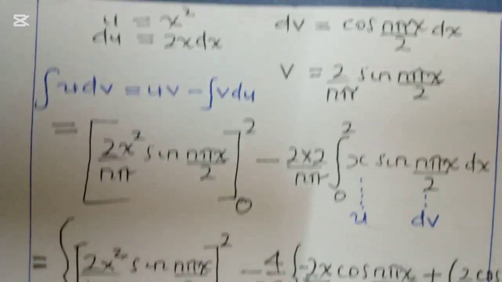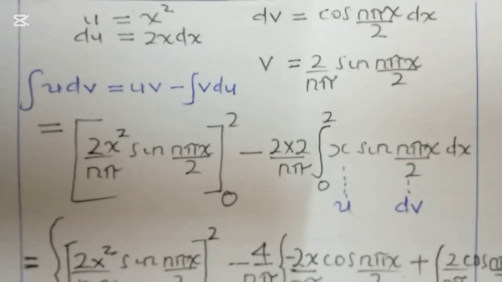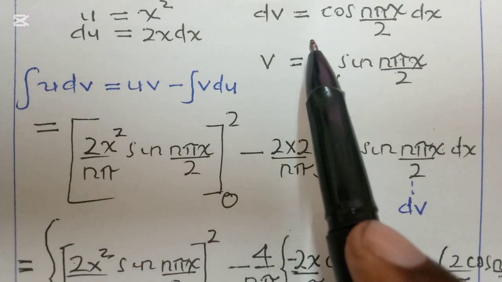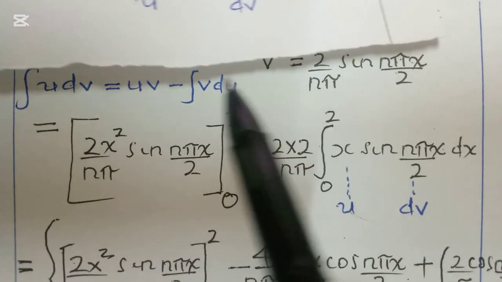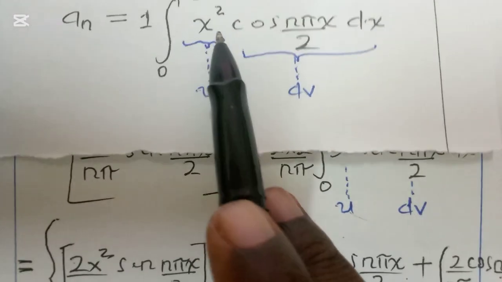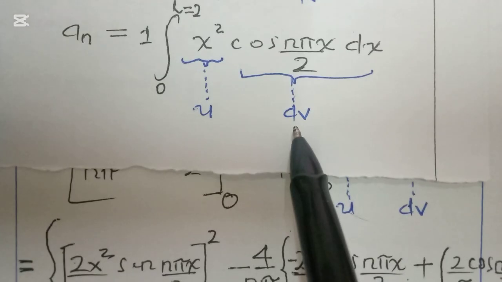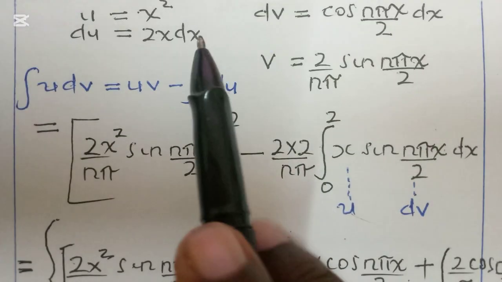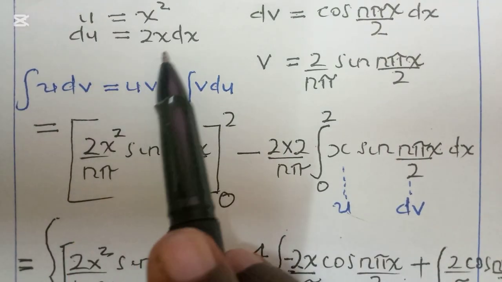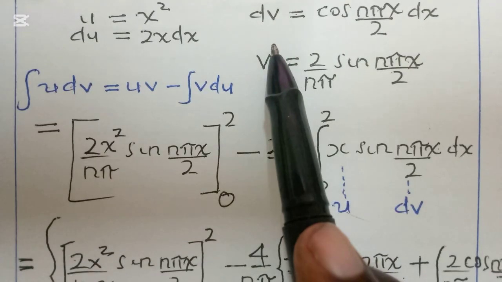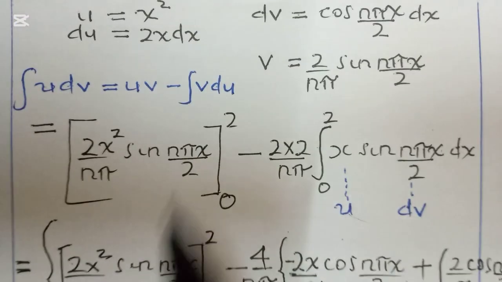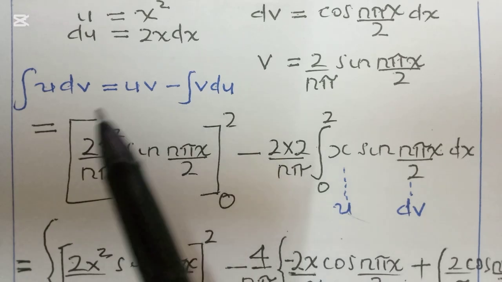We are going to have our u being equal to x squared, and then the dv, as you can see here, is this cos. So u is x squared, and the cos is dv. We shall write x squared and then the dv. Then the du, we are going to get that, and for the v, this is what we are getting. So we use integration by parts. Once we do that, this is what we shall get.